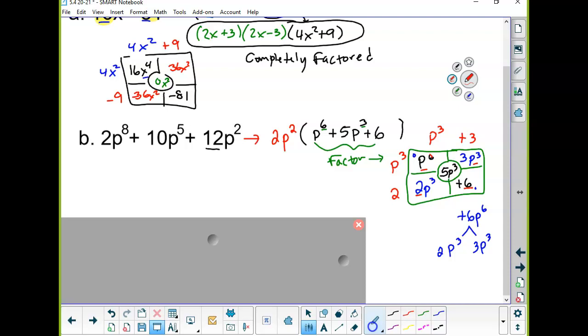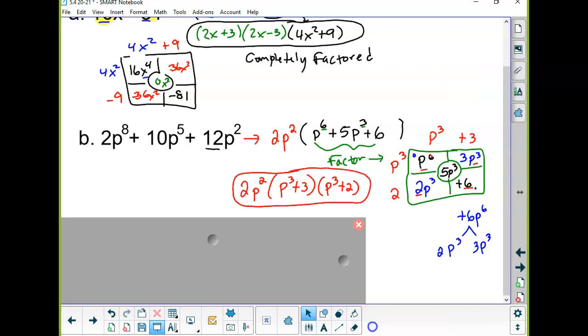And then the last box should always work. We get 6. So my final answer is we're going to take the original 2p squared that we had from the start. That made our lives a little easier. And then we're going to do p to the 3rd plus 3 times p to the 3rd plus 2. And because they're both addition, and the fact that it's a cube, I know right away I'm completely factored right there as far as we can go.